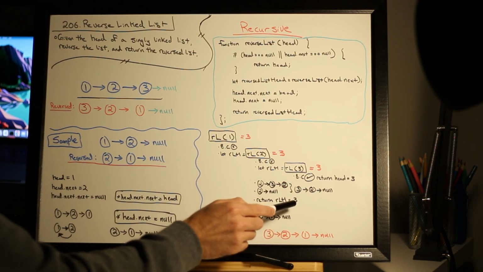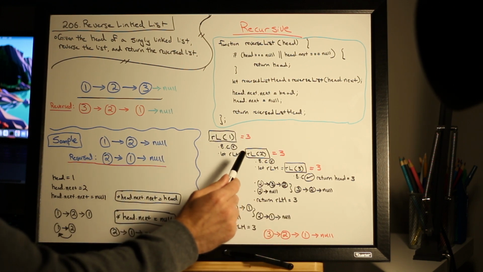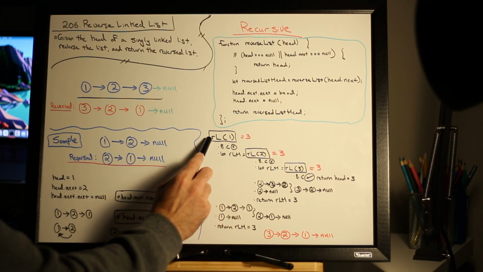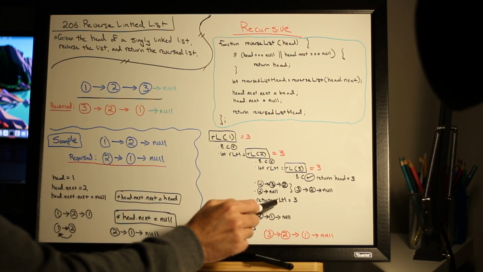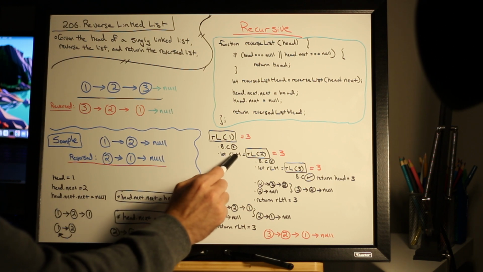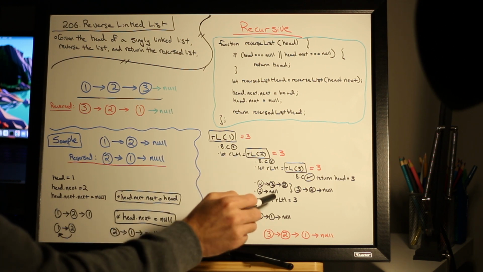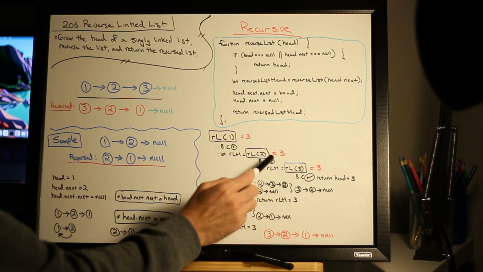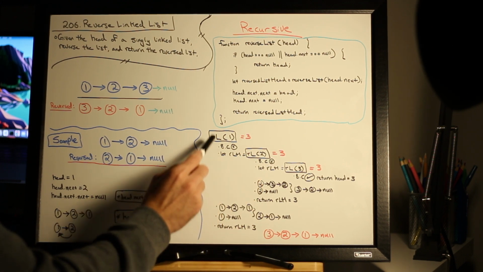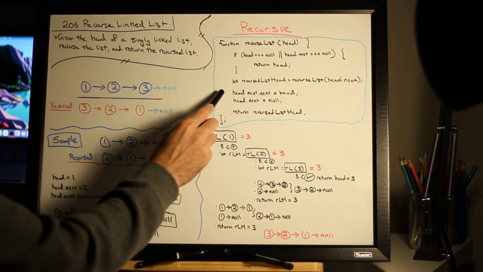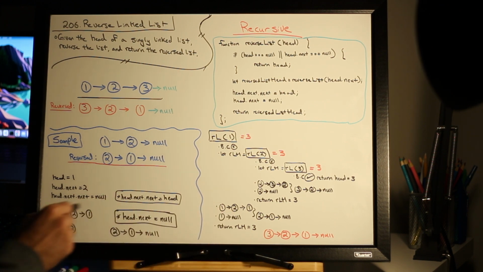Now we work our way back up the call stack. So we're at the first function call now. We returned RLH is equal to 3, so RLH is going to be storing that. RL at 2 ended up returning RLH at 3, so that's why we have that there. And now we can continue with the rest. So we do a head.next.next, 1, 2, 1. That's exactly what we did here. So just think of that as over here.